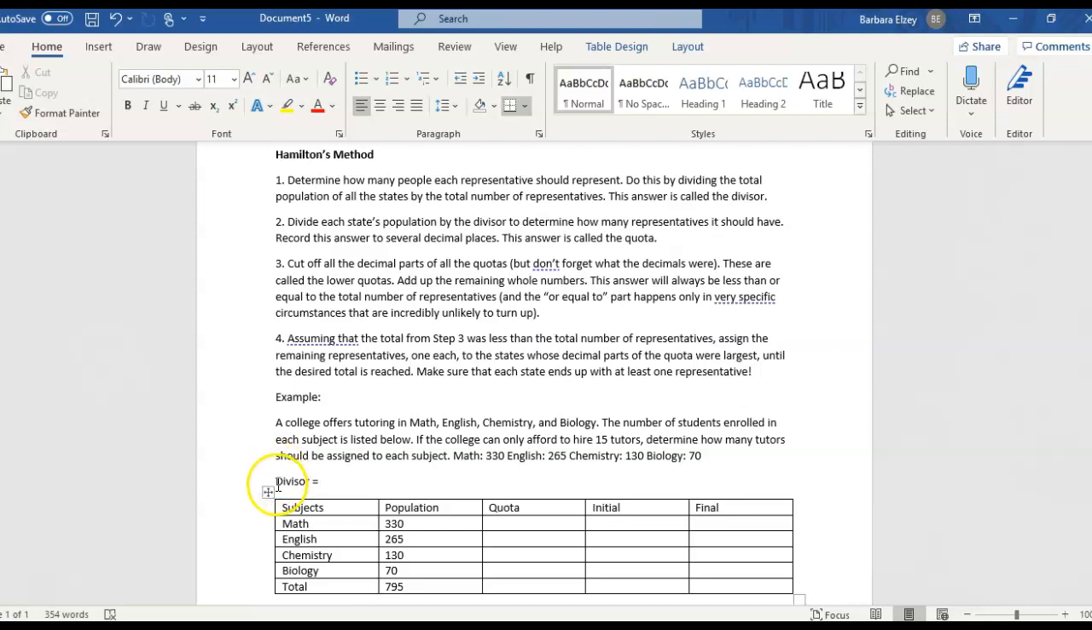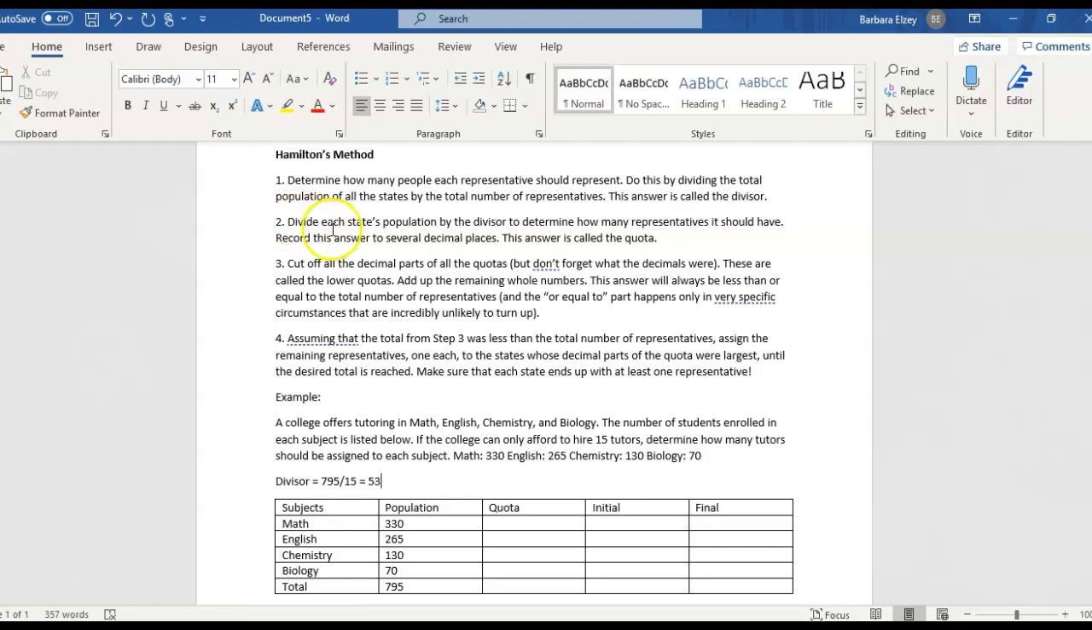So you'll notice I put down divisor right here with an equal sign. We're going to find the divisor by taking the total population, 795, and dividing it by the thing that we're dividing up. We're dividing up the tutors. So we're dividing up tutors between our areas. So our divisor is 795 divided by 15. And if we put that into our calculator, that's 53. So our divisor is 53.